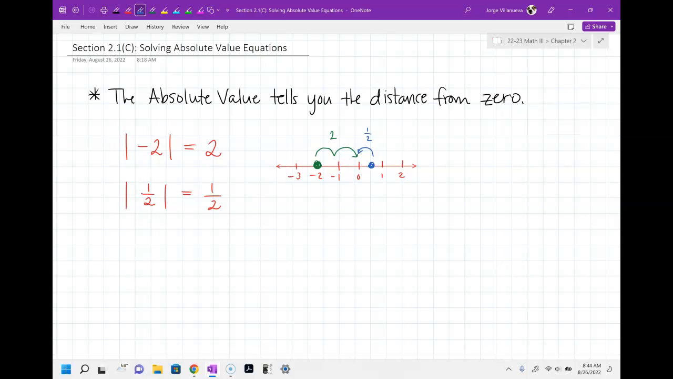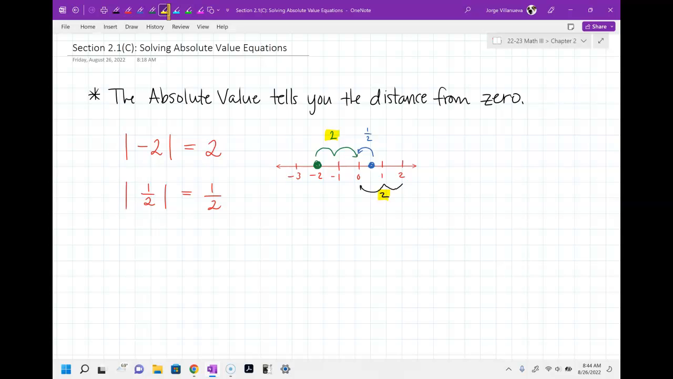Now, how many points on a number line have the same distance of 2, let's say? Is there another point that you can see on that number line that has a distance of 2 from 0? Which number? The positive 2, right? This one right here. So how many answers are there that have the distance of 2? There's 2 of them. The absolute value always has 2 solutions unless it's 0.